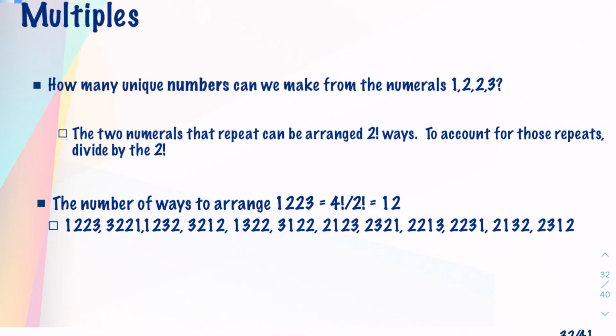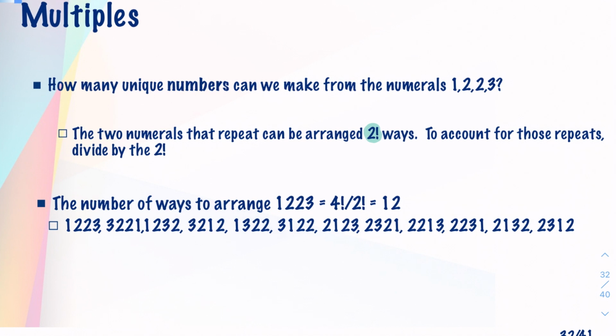And this happens a lot of times when we have multiples of things or things we can't tell the difference between. So if you can't tell the difference between 1, 2 and another 2, then writing 1, 2, 2, 3 is not any different than 1, 2, 2, 3. So the two numerals that can repeat can be arranged in 2 factorial ways, or 2 then 1. To account for those repeats, what we end up doing in this type of counting rule is we divide by 2 factorial. So ultimately, if we have 4 numbers and 2 of them are indistinguishable, we'll have 4 factorial over 2 factorial, which gives us 12.